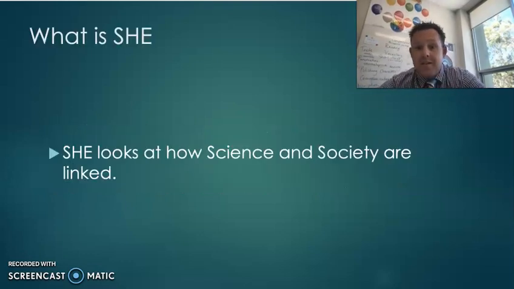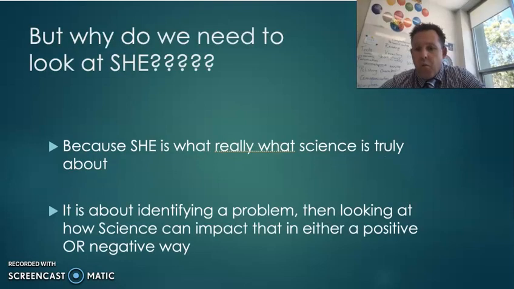So what is science as a human endeavour, or what is SHE? SHE is basically how science and society link. That's pretty much it. It's looking at how science fits into what we do as a society. So why do we actually need to look at SHE as part of the course? Well, SHE is really what science is truly about. It's the nuts and bolts of what we do as science. It looks at exploring problems and things we could do better in our society.